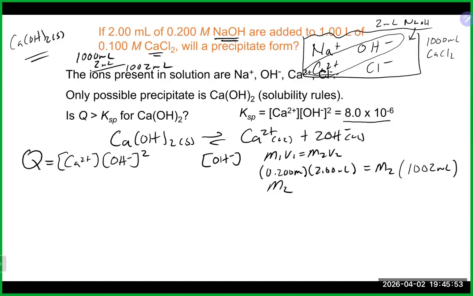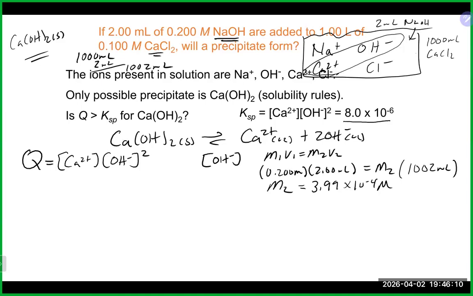And that's a lot of zeros. So that's going to get us 3.99 times 10 to the minus 4 as our hydroxide concentration in the mixture. Any questions on that there?